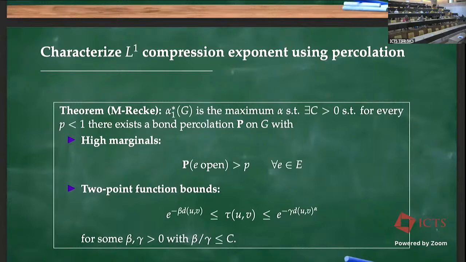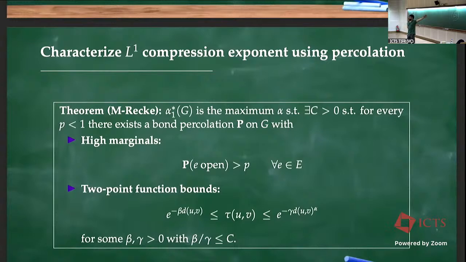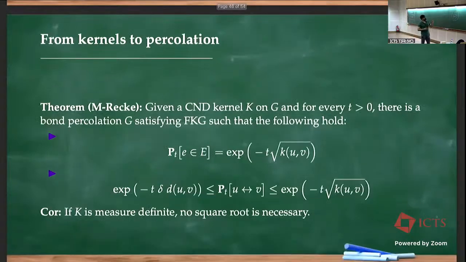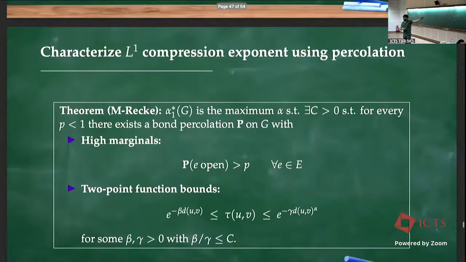No, that's not what I'm saying. This theorem doesn't have anything to do with FKG. I'm saying that if you had a nice kernel, then the percolation that you can build will satisfy FKG. Does that make sense? So the previous theorem says that if you have a kernel, then you can build a percolation with FKG. The compression characterization doesn't say anything about it.